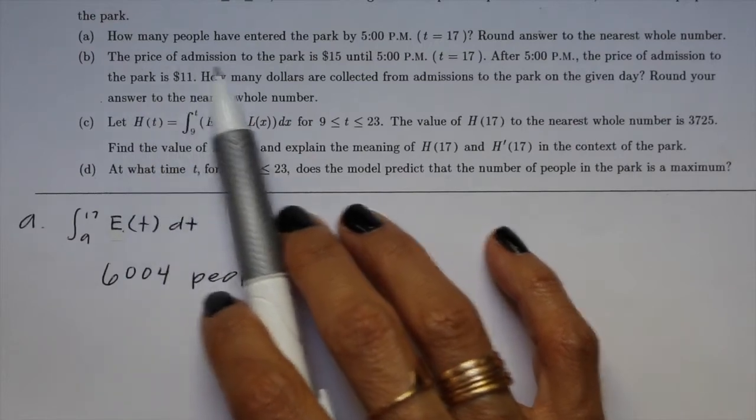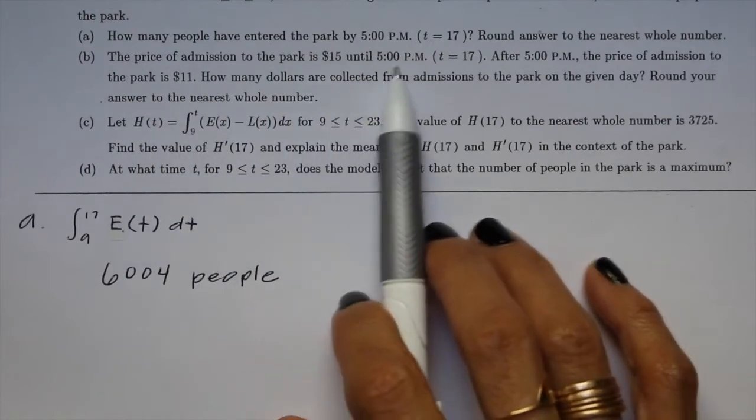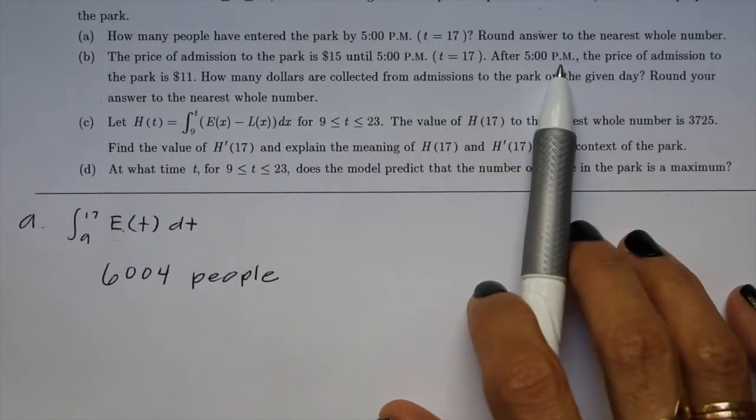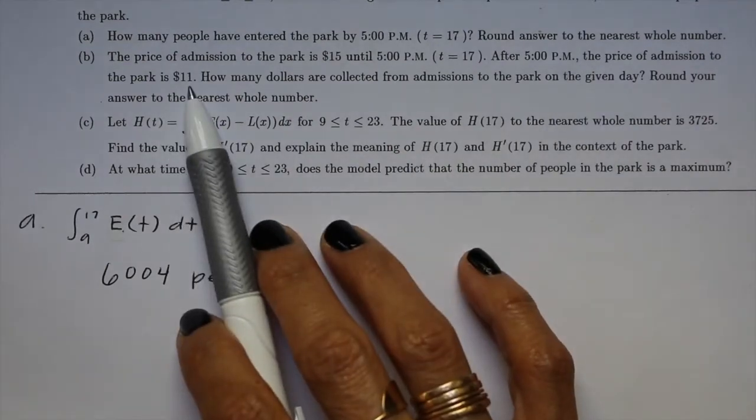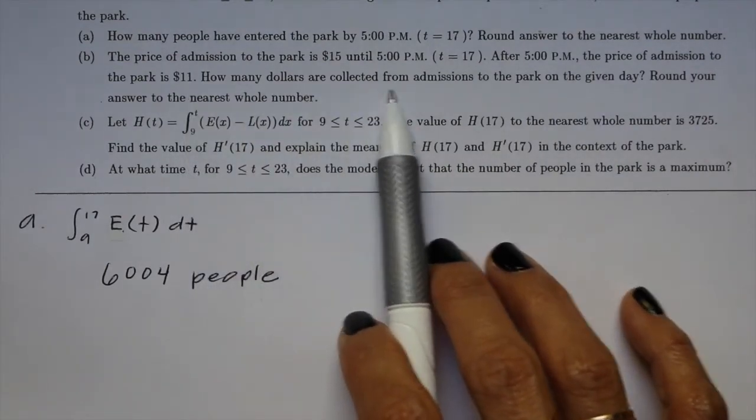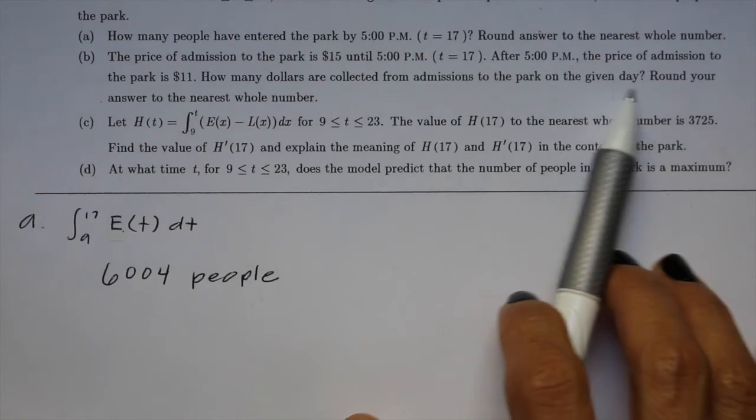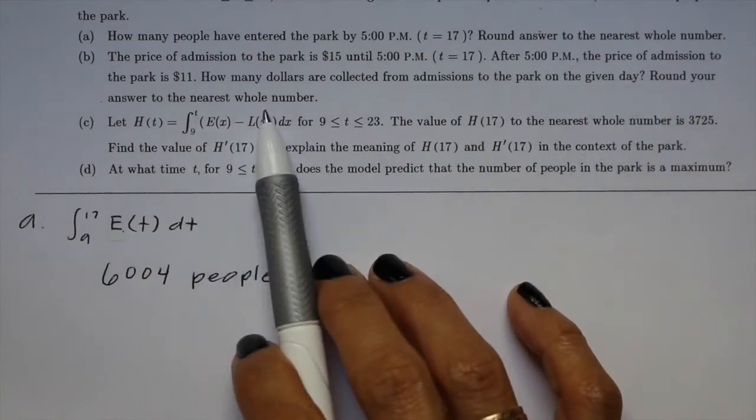Part B says the price of admission to the park is $15 until 5 p.m. After 5 p.m., the price of admission to the park is $11. How many dollars are collected from admissions to the park on the given day? Round your answer to the nearest whole number.